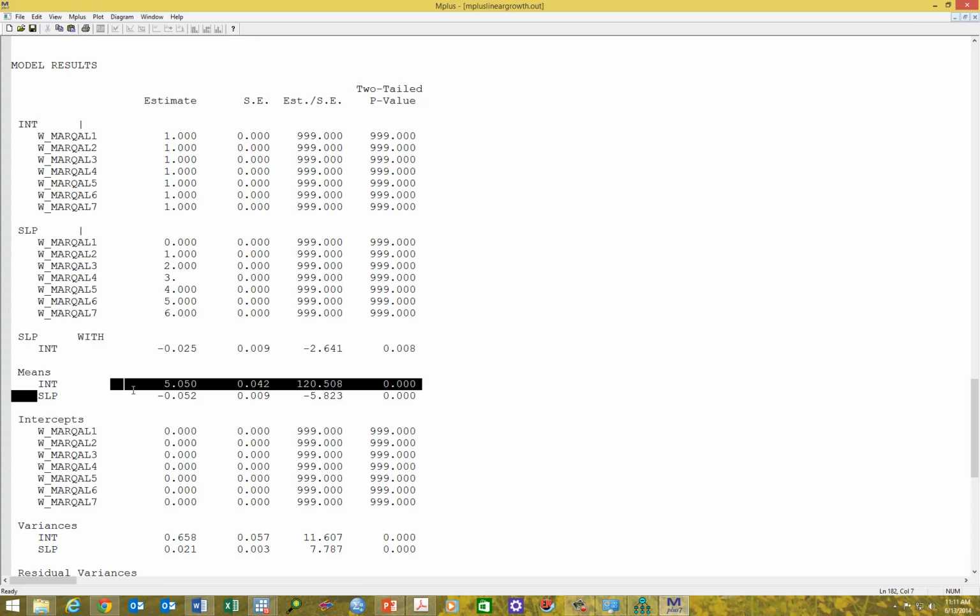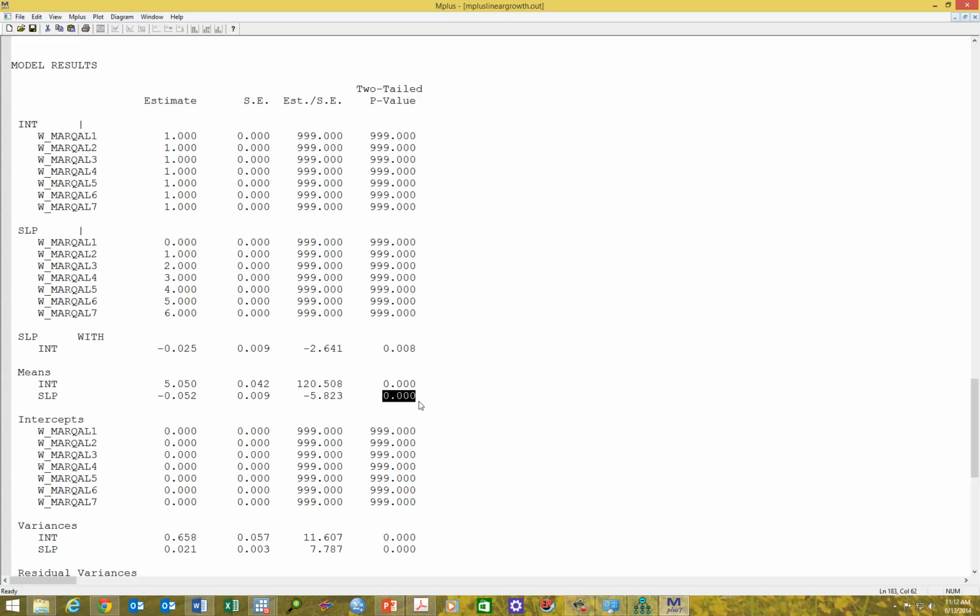Now our slope is negative 0.052, which means that on average, people, wives, decrease in their marital quality by a factor of 0.052 over time. Now, the follow-up question is, is that a significant decline? And if you look at the p-value, you conclude that yes, it is in fact a significant decline. So wives on average significantly decline over time.